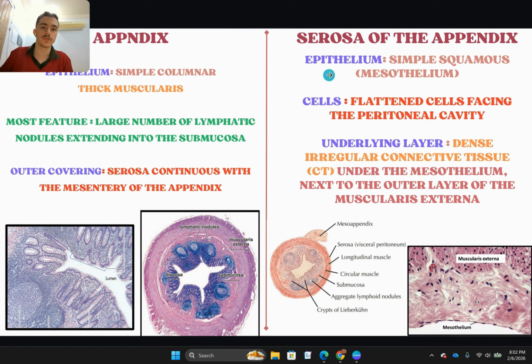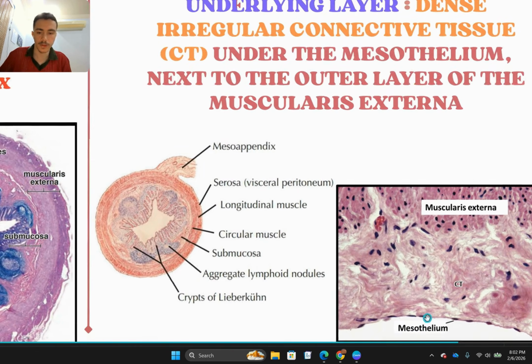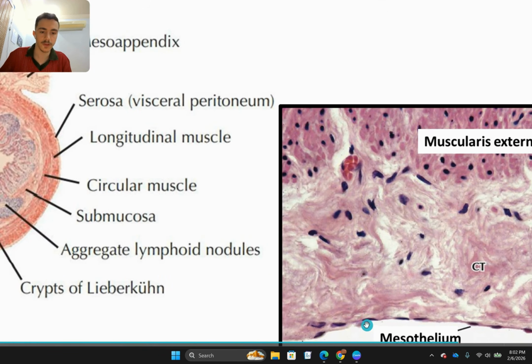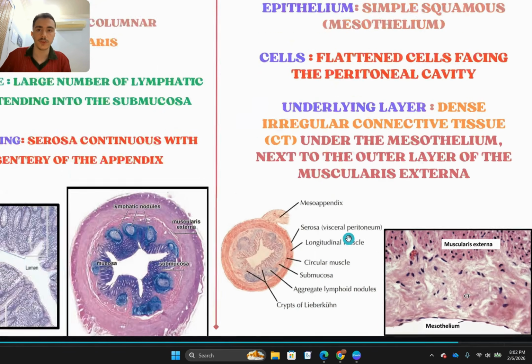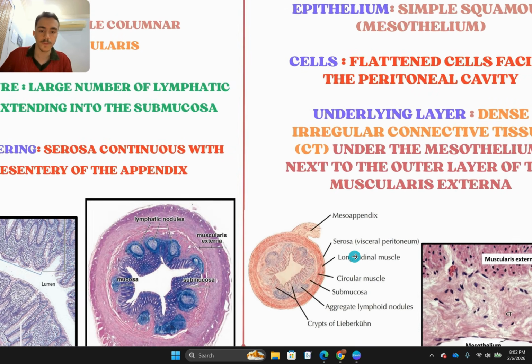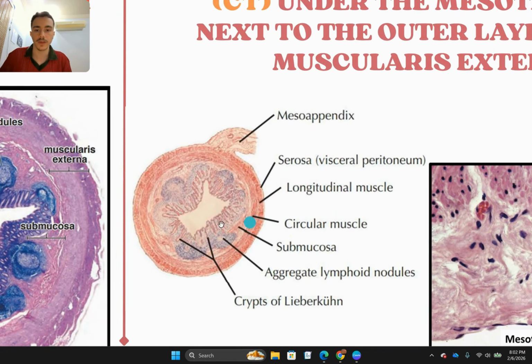The serosa of the appendix has simple squamous epithelium, or mesothelium. The cells, as you can see here, are flattened, facing the peritoneal cavity. The underlying layer is dense irregular connective tissue, under the mesothelium, next to the outer layer of the muscularis externa. So this photo explains everything literally.